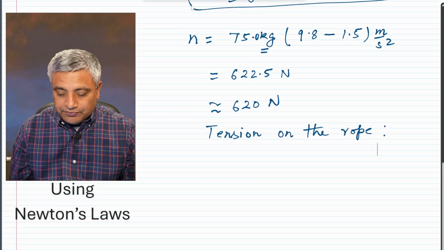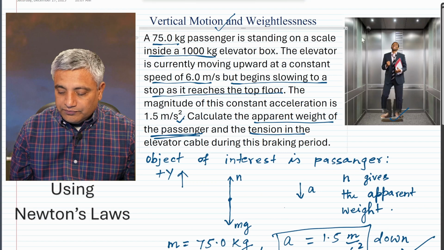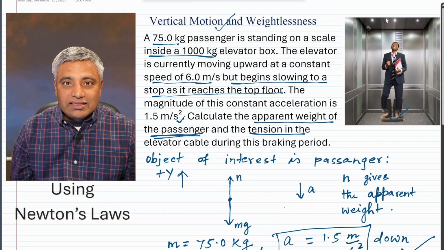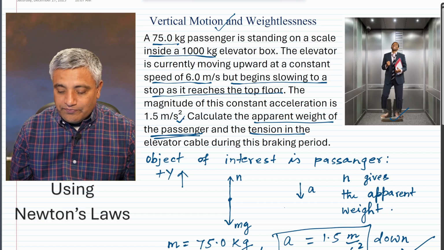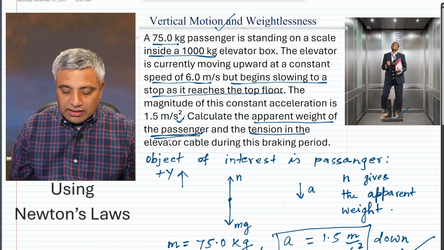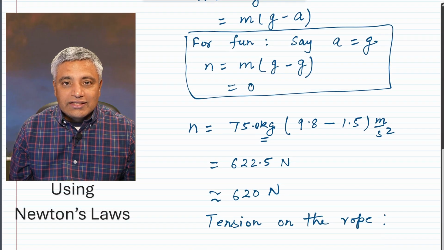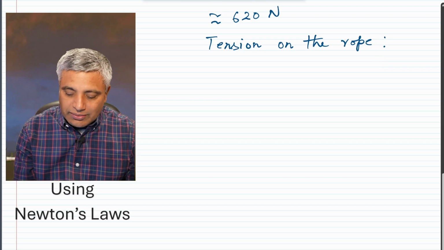So now, in this picture, we don't see rope. Rope is not attached to the person. Rope is attached to the elevator. So that means our object of interest would be, see here, even in the problem, it says tension in the elevator cable. So cable is attached to the elevator. So our object of interest is now the elevator.